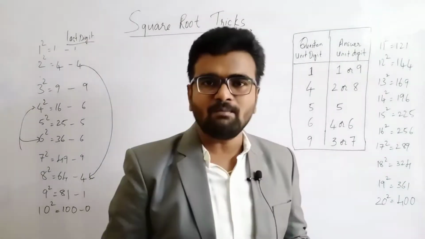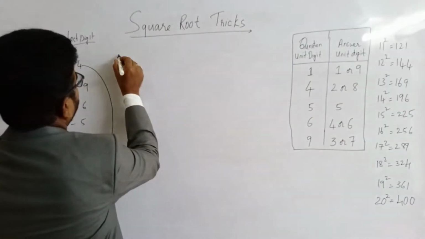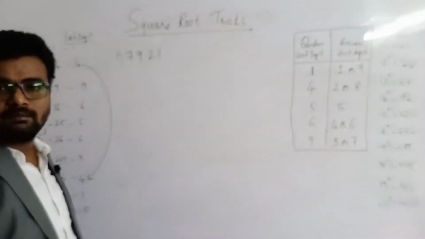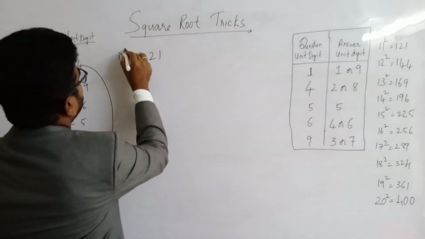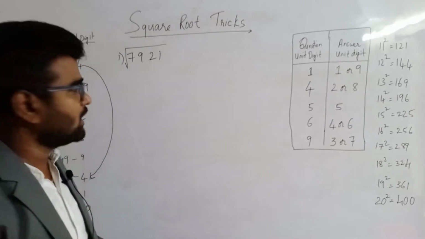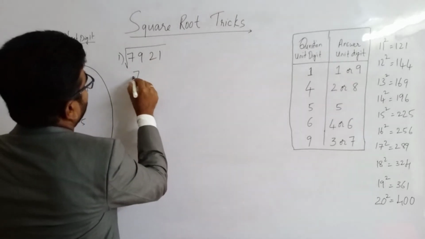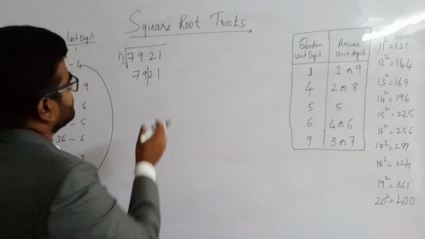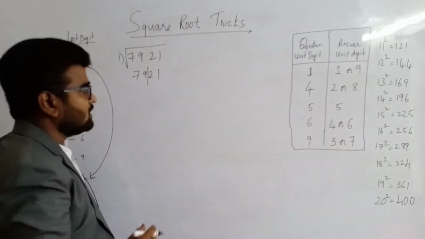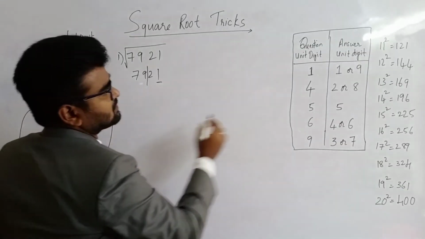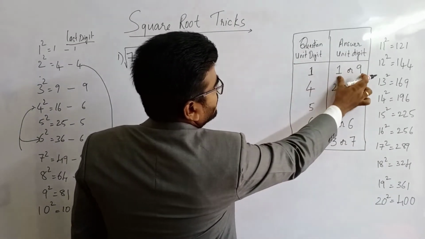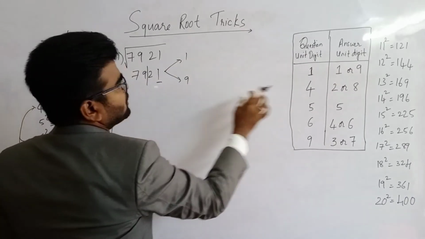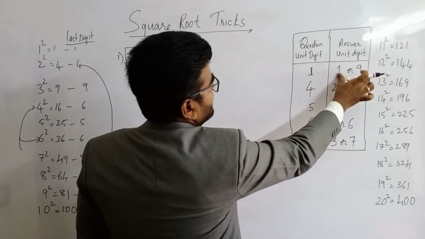I will consider an example so that it will be very clear. 7921, I need to find the square root of this particular number. I have made this into 2 digits and 2 digits, right? Consider that the last 2 digits are not there, and look at the unit digit. The units place is 1, so the answer will end with 1 or 9.